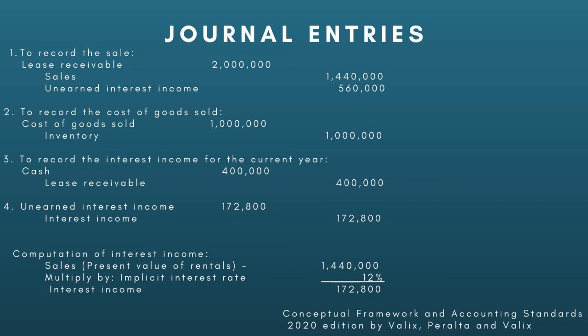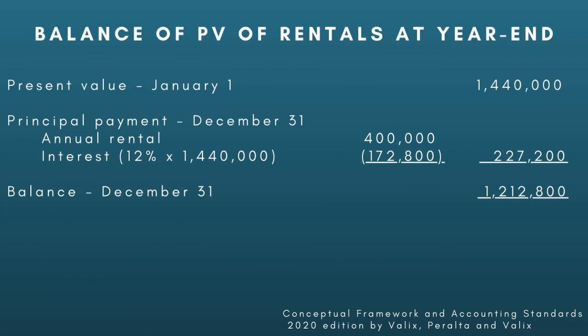So you get 172,800. Now, to get the balance at the end of the year for the present value of rentals, we have a present value of rentals on January 1 of 1,440,000. Then our principal payment on December 31, the annual rental, is 400,000. We less the interest we computed earlier of 172,800. So the principal portion is 227,200, which we less from the present value to get the balance on December 31 of 1,212,800.